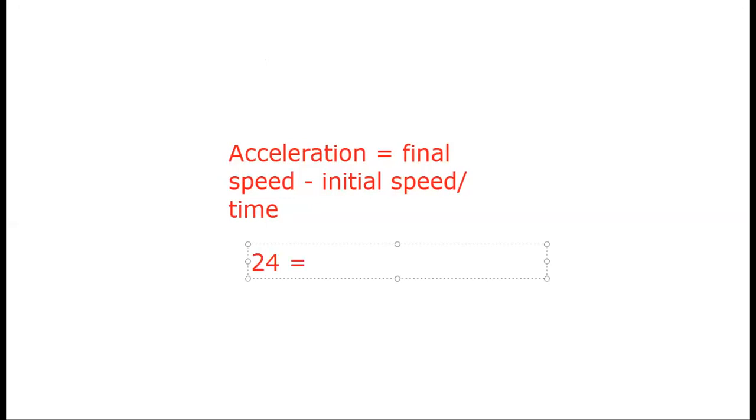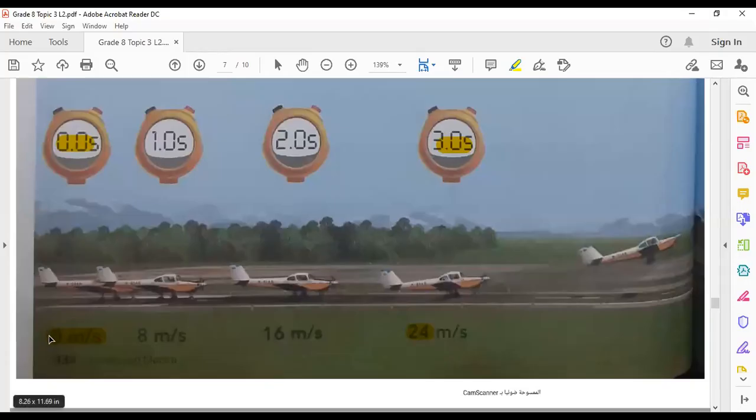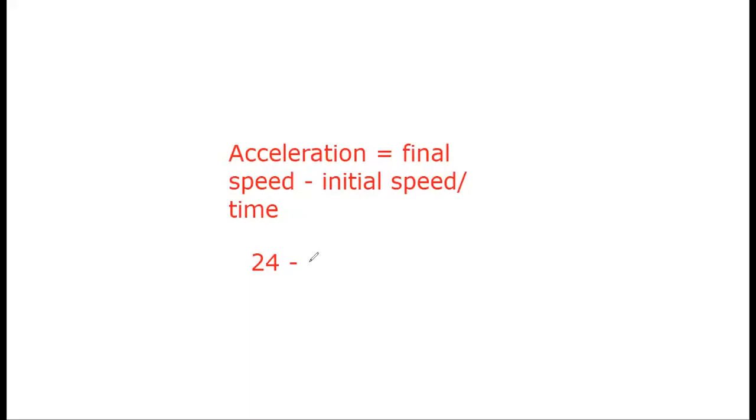Minus, what is the initial speed? When the time is zero, the initial speed is the speed at the beginning of the motion. It's zero. So 24 minus zero, divided by three, because three minus zero. Okay, thank you. So it is 8.